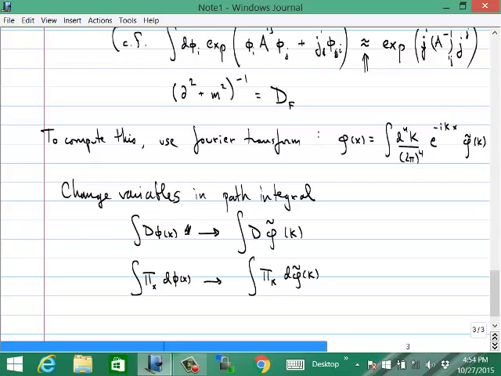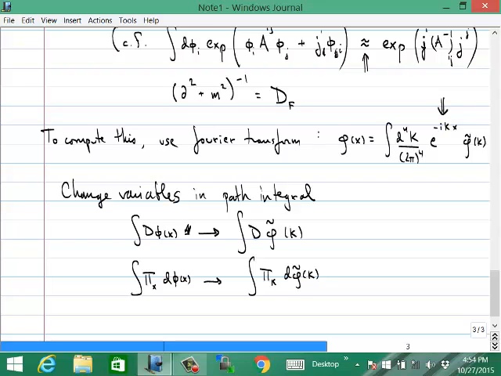Now, you might worry that whenever you do a change of variables in calculus, you have a Jacobian determinant that arises. Indeed, the Jacobian determinant is not actually too hard to compute in this case. This is a linear change of variables. We're going from phi to some linear combination of phi, where those linear coefficients are just these e to the ikx's. So if you wanted to compute the Jacobian determinant, it's just the determinant of some matrix.